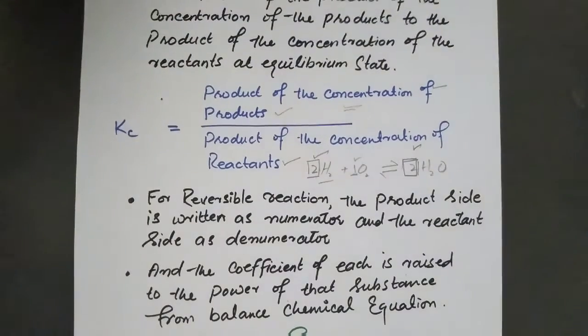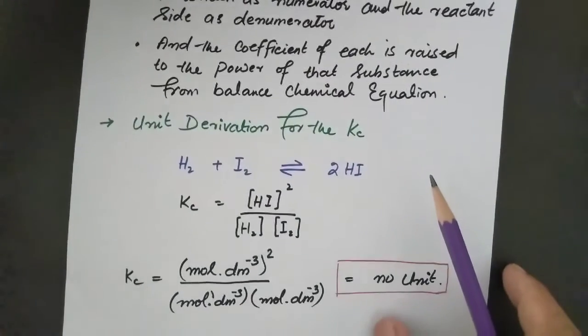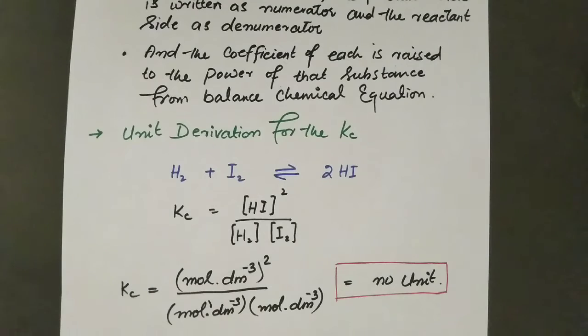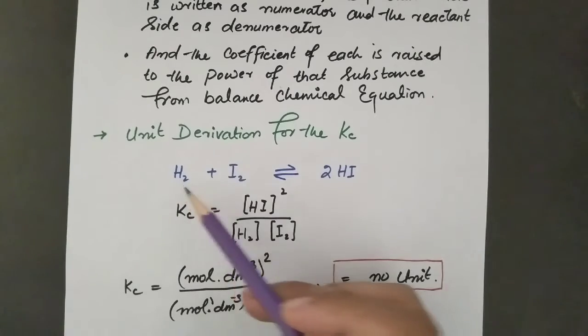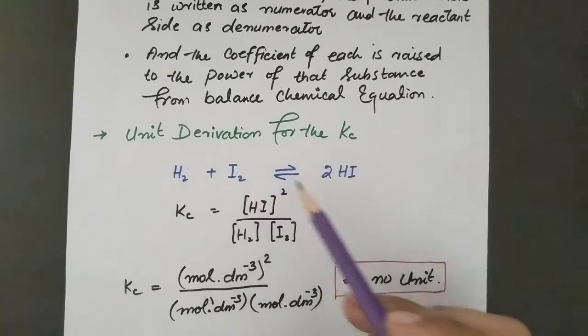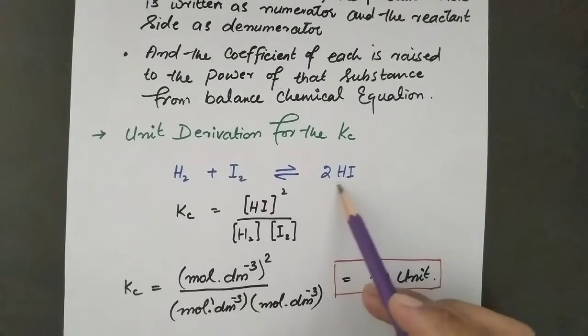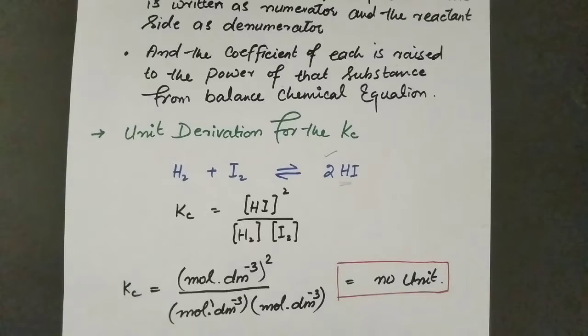Now let's move ahead to how to derive the unit for Kc of a particular equation. Just imagine a chemical reaction in which hydrogen and iodine react together to form hydrogen iodide. First of all, we have to balance the chemical equation: a hydrogen molecule and an iodine molecule react reversibly to form hydrogen iodide. In order to balance, we write 2 with hydrogen iodide.